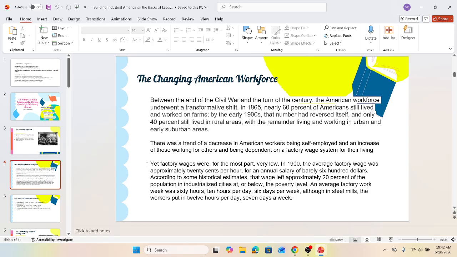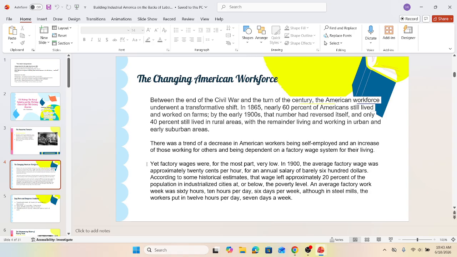But factory wages were, for the most part, extremely low. Remember, during this time period, there were no worker protection laws. Worker protection laws that we are familiar with today exist because of the atrocities and the horrible conditions that people lived and worked in during this time period.